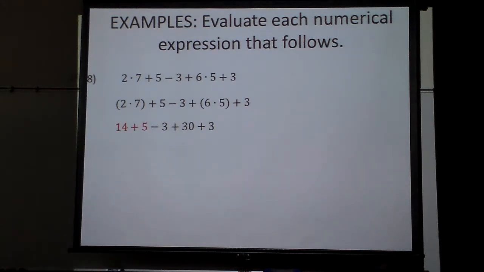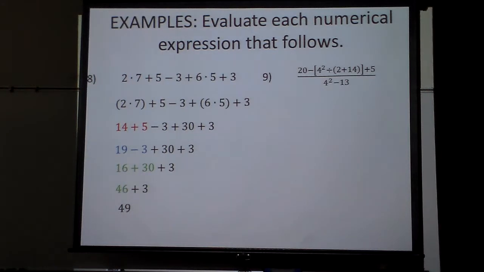So I'm going to do 14 plus 5 first, which will be 19. I'm going to do the 19 minus 3 next, which is 16. I'm going to do 16 plus 30 next, which is 46. And then I do 46 plus 3, which makes 49. Okay? Let's look at problem 9. Now 9's got parentheses and exponents.